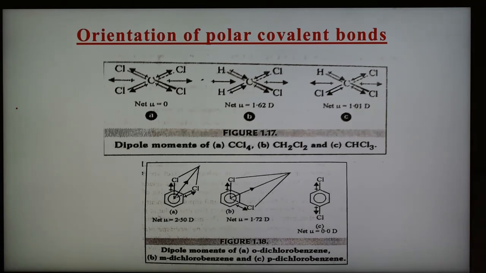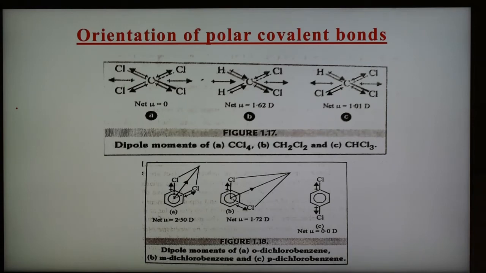So this is one example shown here. In case of CCl4, there are 4 polar C-Cl bonds, and due to its tetrahedral shape, the resultant dipole moment of any 2 adjacent C-Cl bonds is cancelled by an equal and opposite resultant of the remaining 2 C-Cl bonds, and because of this the net dipole moment of carbon tetrachloride is 0.